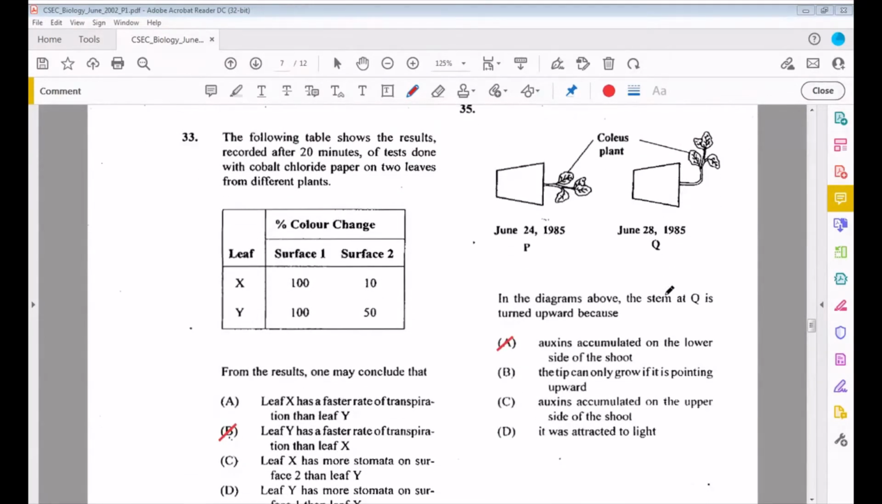35. In the diagram above, the stem at Q is turned upward because A, auxin accumulated on the lower side of the shoot. Once we have the auxin accumulated on the lower side, that is the hormone that allows plant growth to occur, and it's going to grow the plant in the direction of the sunlight.